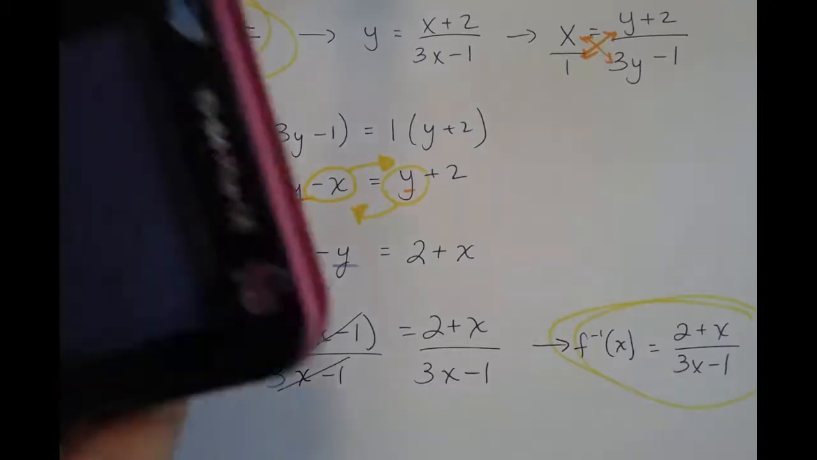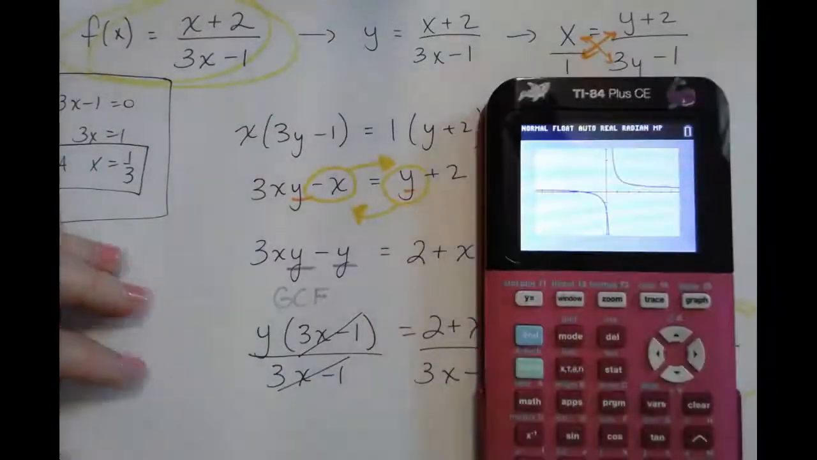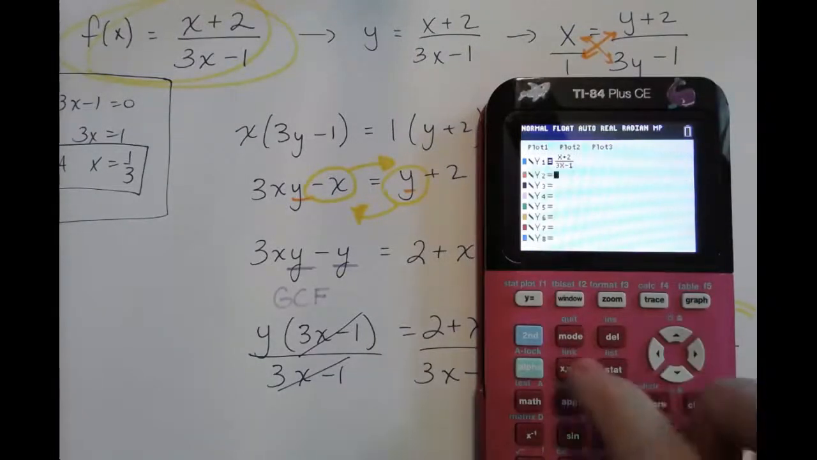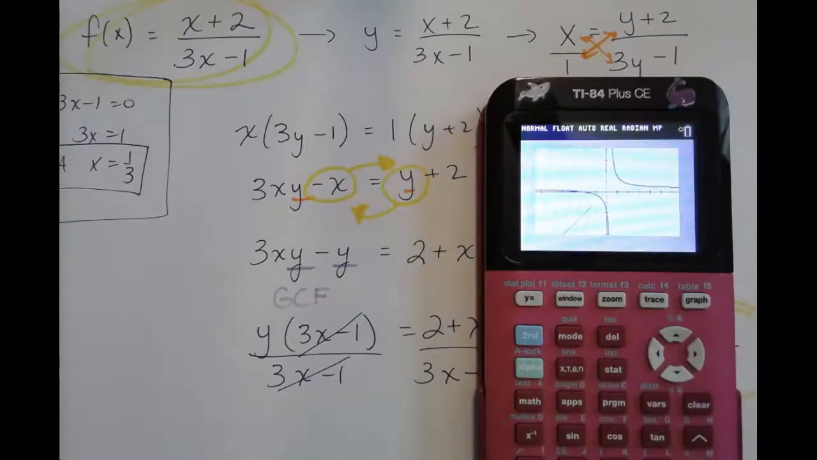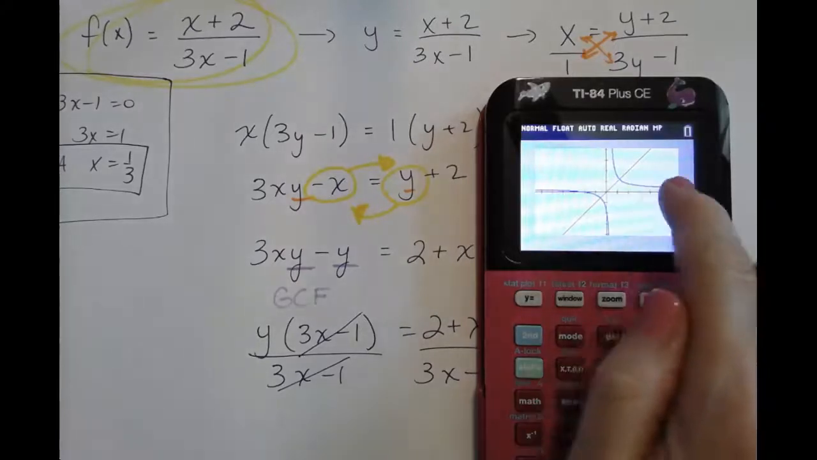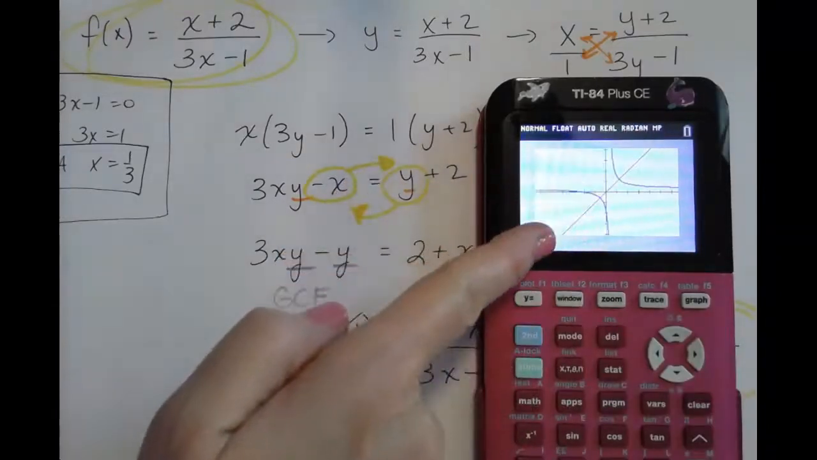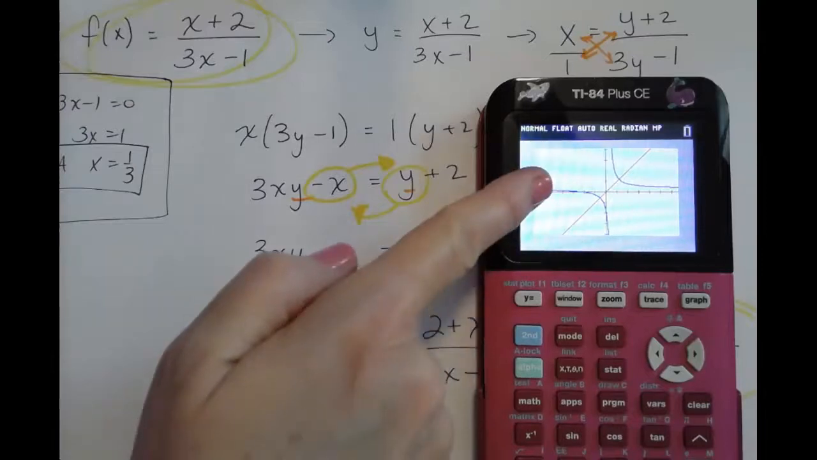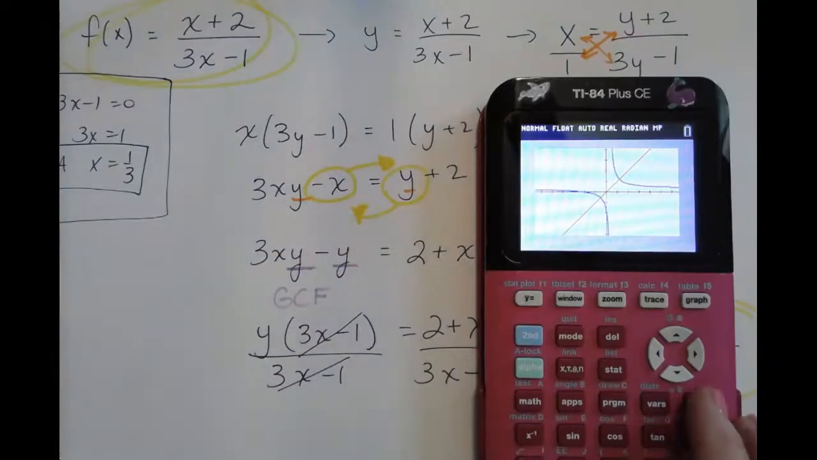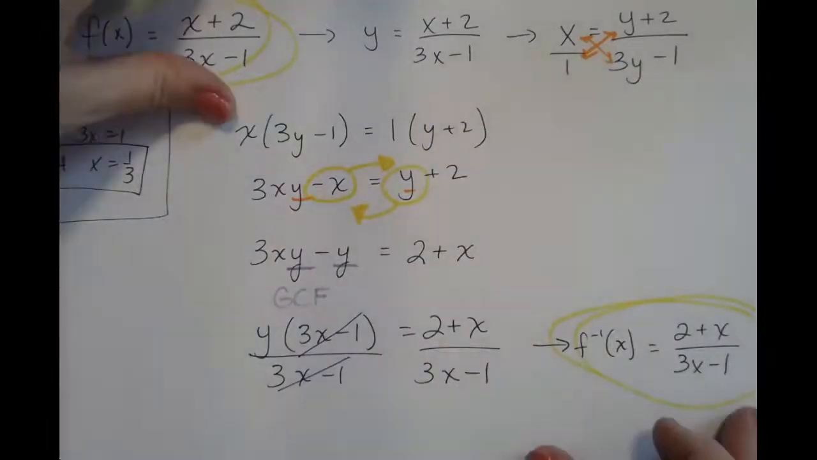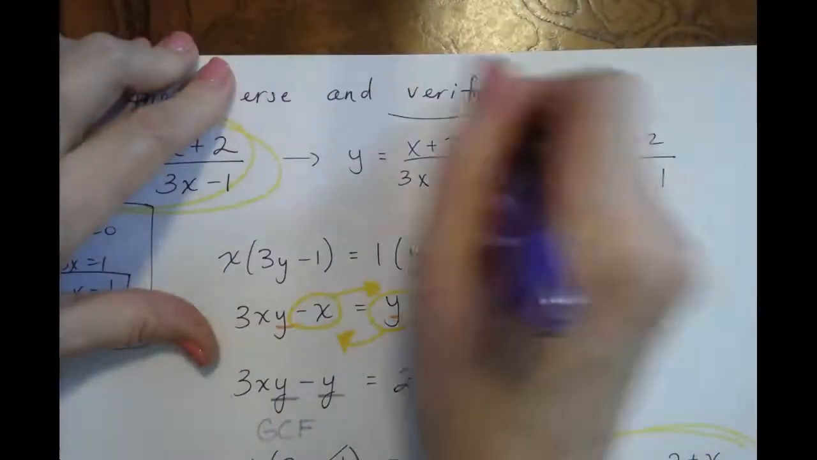Well, if we go back to our graph, and let's take a look at it here, what I see is that if I run the line y equals x right through the middle of this graph, it is its own inverse. The left-hand side is exactly like the right-hand side. If we could fold the graph on the line y equals x, the left-hand side would lay directly on top of the right-hand side. It is its own inverse. Now, the other thing I wanted to show you here was the verify part.